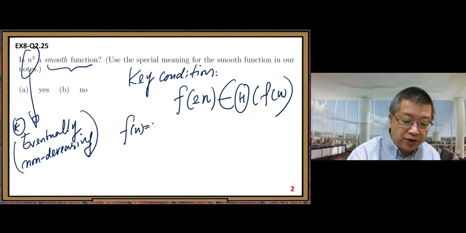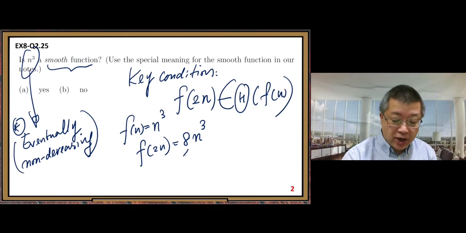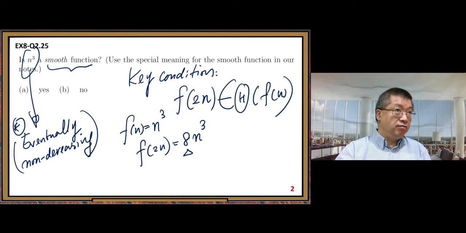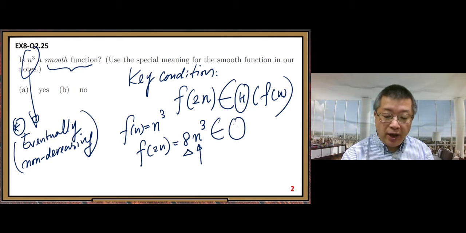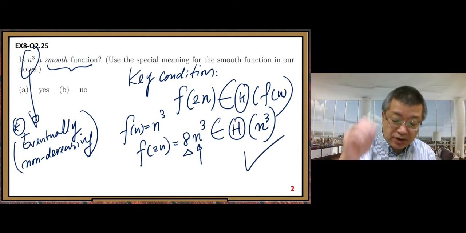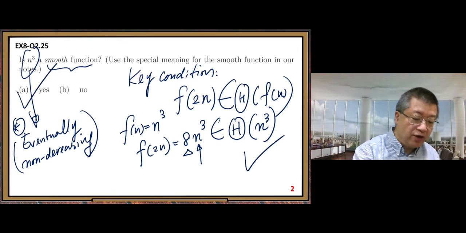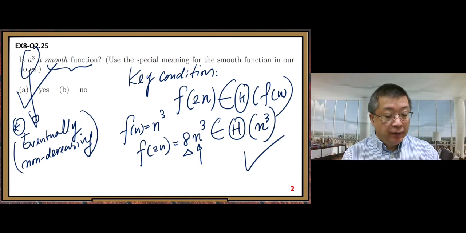f of n equals n cubed. f of 2n equals 8 times n cubed. So 8 is a constant. When you change the problem size, you do not change that constant 8. And we know 8n cubed belongs to big theta of n cubed. That means this is a smooth function. You do it in this way. Okay. All right. Next example.